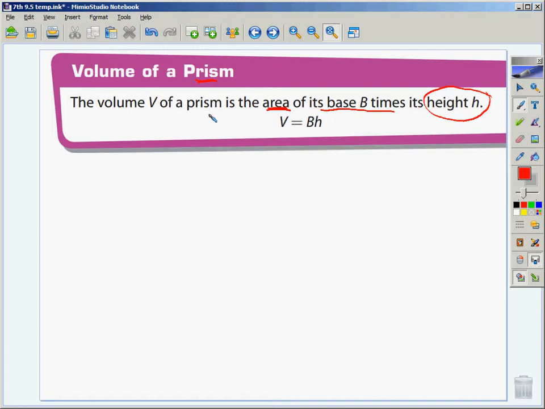What don't we need to have finding volume that we did have to have for surface area? Does anybody know? If in doubt, look back at the surface area formula, or think about what the surface area formula says. What don't I need to have? Not pi, but what? The perimeter. I don't need the perimeter. Perimeter was in the formula for surface area. It's not in the formula for the volume. Means volume should be what? Easier or harder? Easier. Should be less steps.